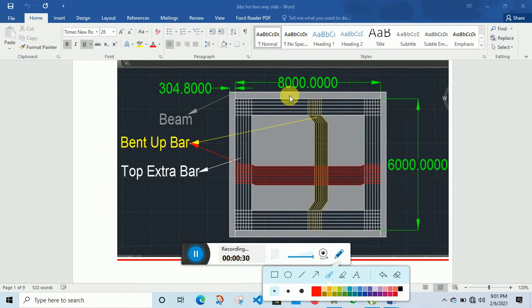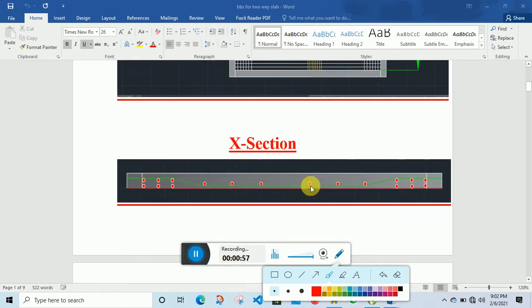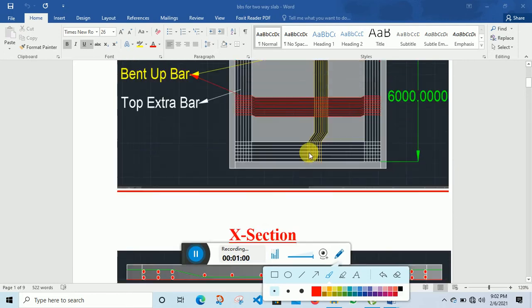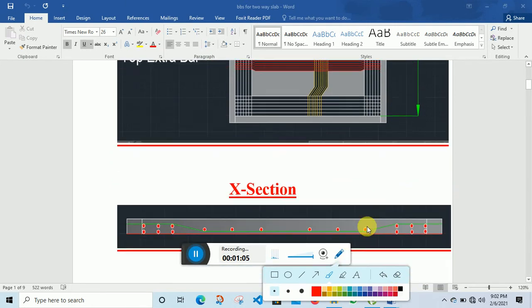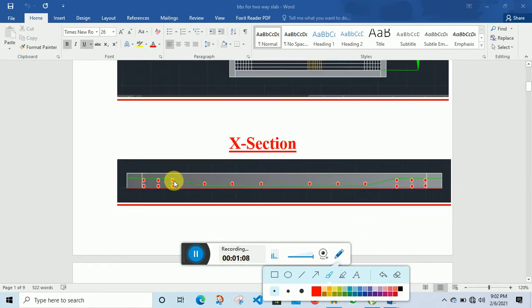Now look here, this is the bent up bar, this is also a bent up bar, and this is also a bent up bar. We can also call it a crank bar, because from here to here it is bent. And these bars are the top extra bars. Okay, so this was about the plan. Now look here, this is the cross section of the plan when I cut from here to here. So it will look like this. This is the crank bar and this is the top extra bars.